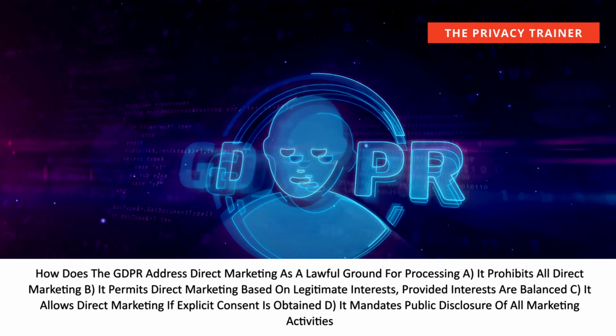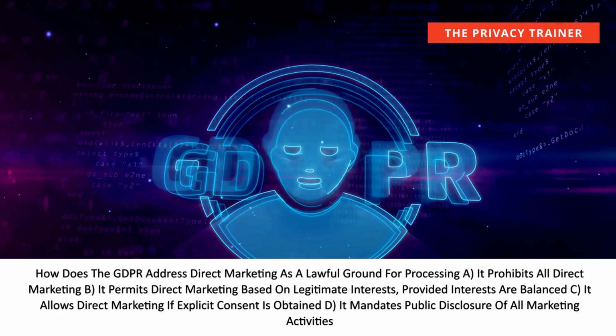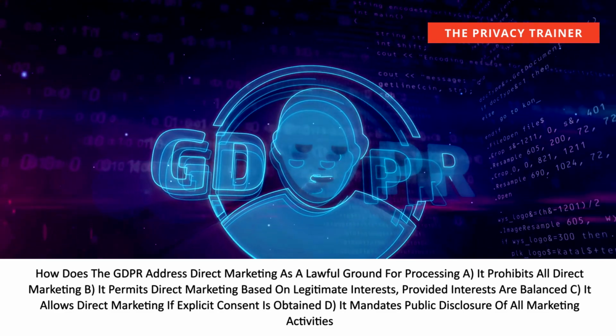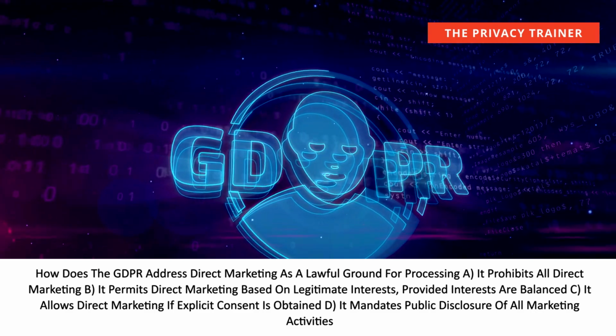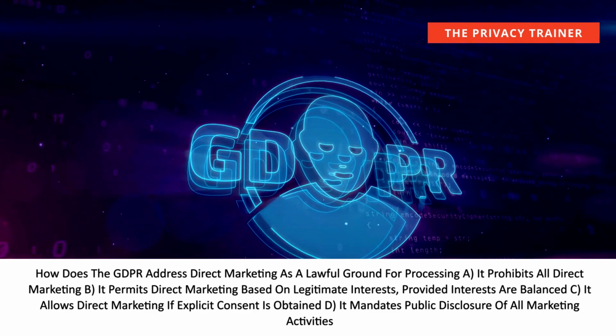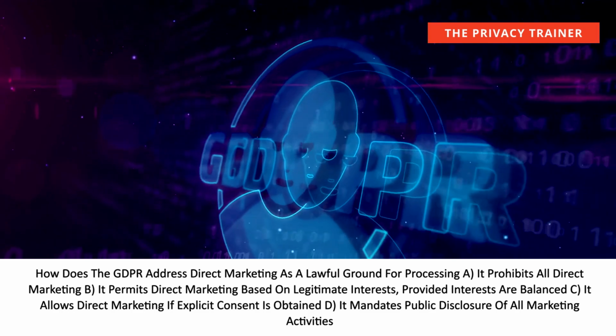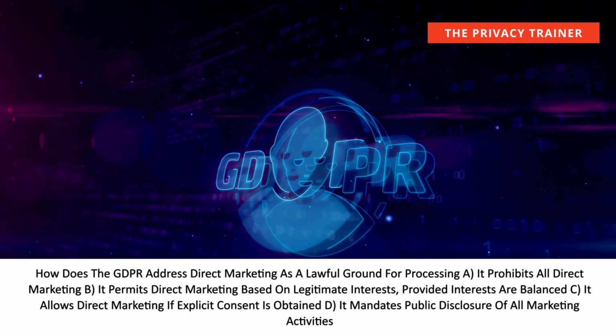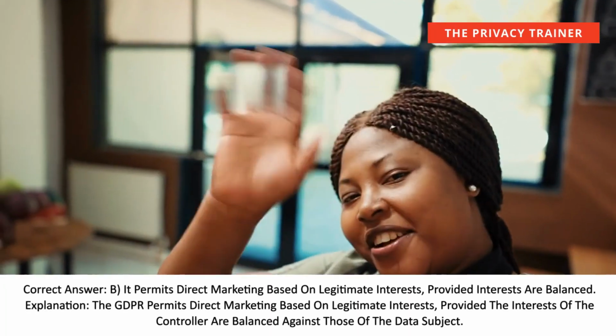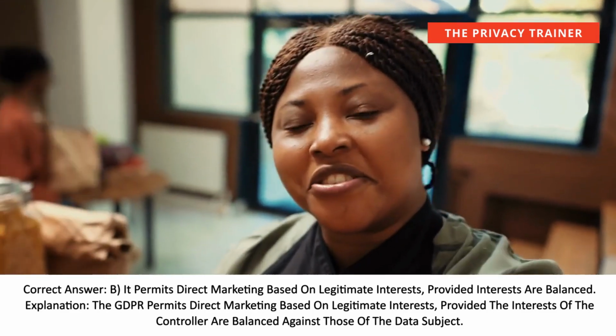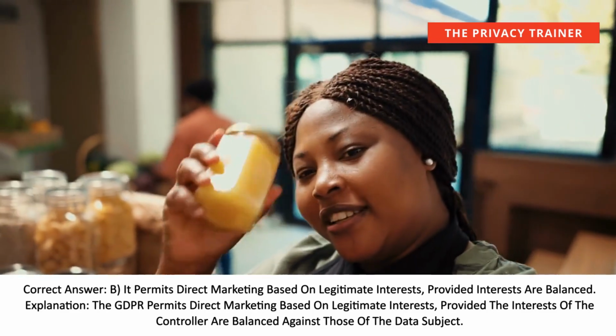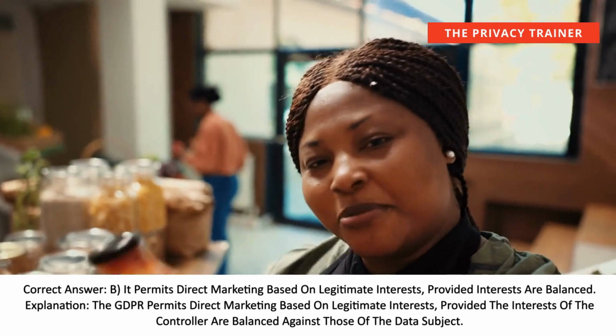A. It prohibits all direct marketing. B. It permits direct marketing based on legitimate interests, provided interests are balanced. C. It allows direct marketing if explicit consent is obtained. D. It mandates public disclosure of all marketing activities. Correct answer: B. It permits direct marketing based on legitimate interests, provided interests are balanced.